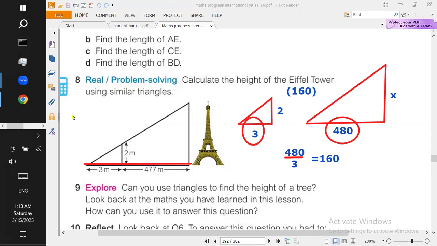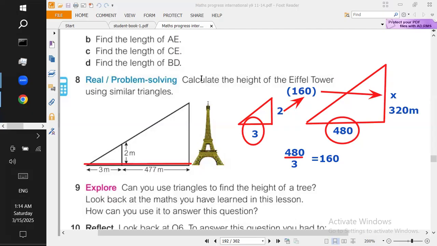So I'm going to take this number, which is the 2, multiply it by 160, and I will get the answer for x. So 2 times 160 will equal 320. So 160 times 2 is 320. So the answer is 320 meters. And this is how you answer a question like this.